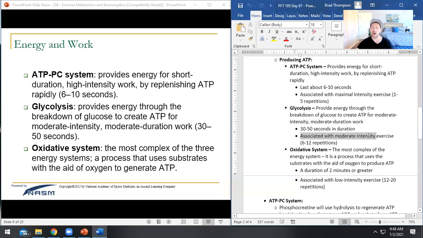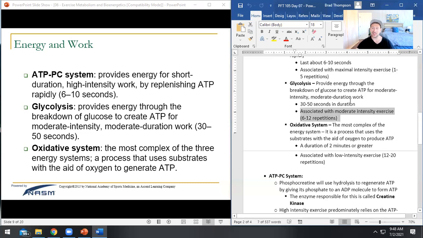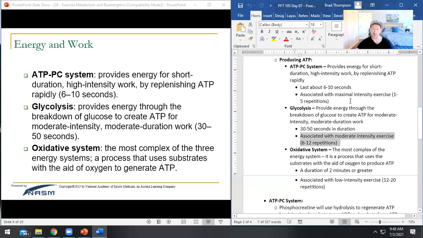So this is associated with moderate intensity work. If you think about doing like 6 to 12 repetitions, you are definitely staying within glycolysis, right? Think about 6 reps and it takes you maybe 4 seconds per repetition because you're moving at a medium tempo, like 1, 2, 1, 2, right? Then that would be 6 times 4. You'd have about 24 seconds. You are literally right in the middle here. And then if you were to take it up to 12 repetitions, that would be 12 times 4. That'd be 48 seconds.